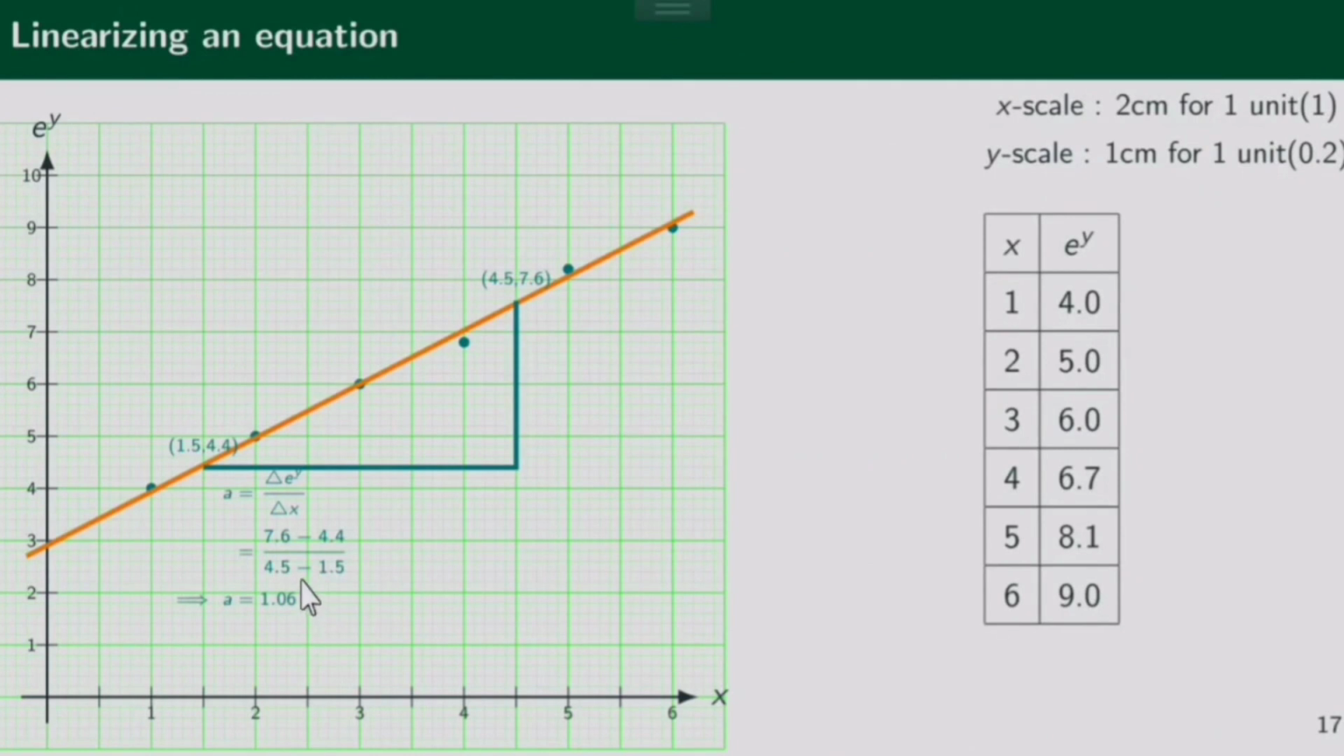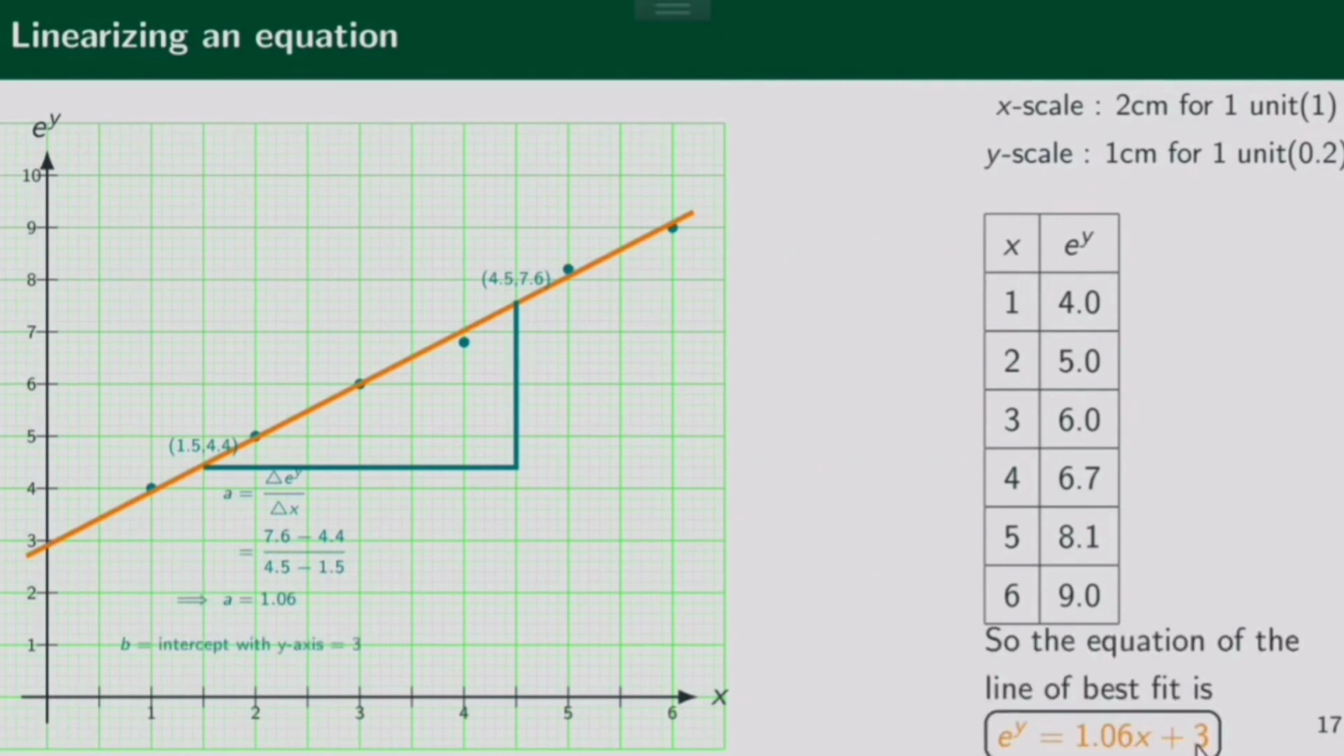Now, how do we obtain b? We saw that b is the intercept with the y-axis, or the point where the line cuts the y-axis. And you see the line cuts the y-axis very nicely at the point where e to the y is 3. So this is the equation of the line of best fit. The value of a is 1.06 and the value of b is 3. So now we have come to the end of this.